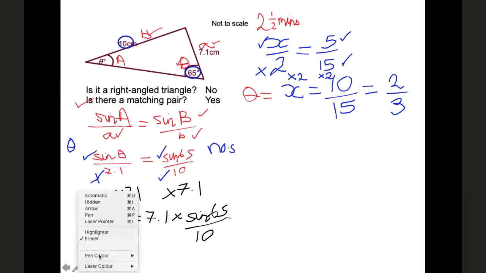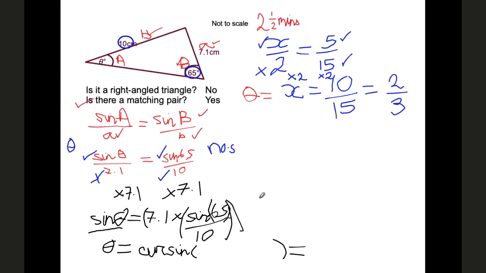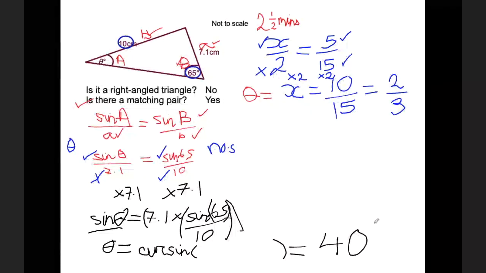so either sine to the power of -1 or arc sine. As expected, theta is going to be the arc sine of 7.1 times sine of 65 divided by 10, and that's going to give us approximately 40 degrees to the nearest whole degree. So that should be nice and simple.